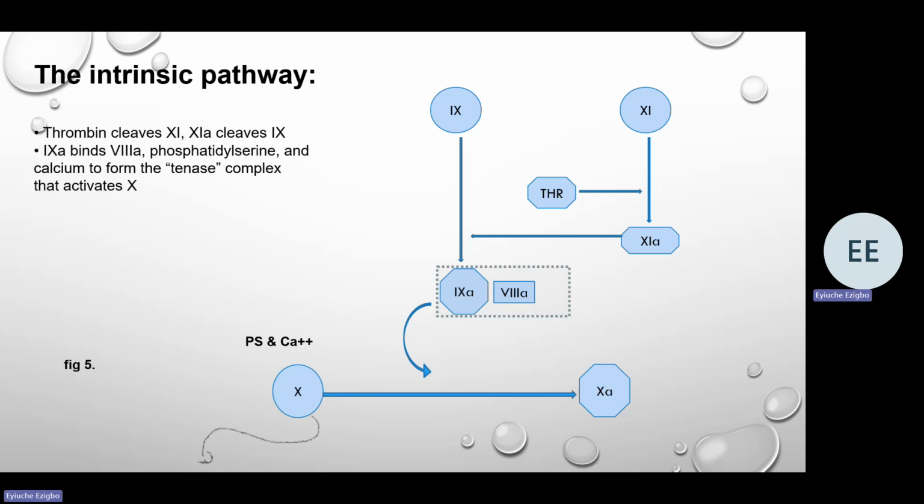We have said that it is called the intrinsic pathway. It's an additional thrombin feedback loop in which thrombin cleaves factor 11. Okay, so from this diagram, we can see that activated factor 11 is a serine protease that cleaves factor 9. Thrombin activates factor 11, which in turn activates or cleaves factor 9, which binds cofactor 8, as you can see from the diagram.